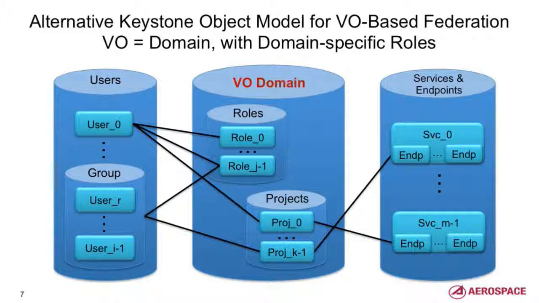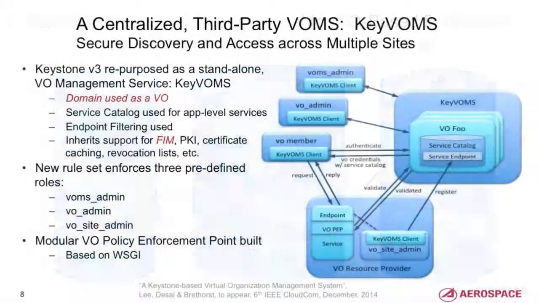So this is essentially what would happen in a centralized implementation. We've actually demonstrated this using what we call KeyVOMS. This is a third-party VOMS, and it's essentially just a repurposed instance of Keystone. It uses a domain as a VO. It has a service catalog that can be used for application-level services.